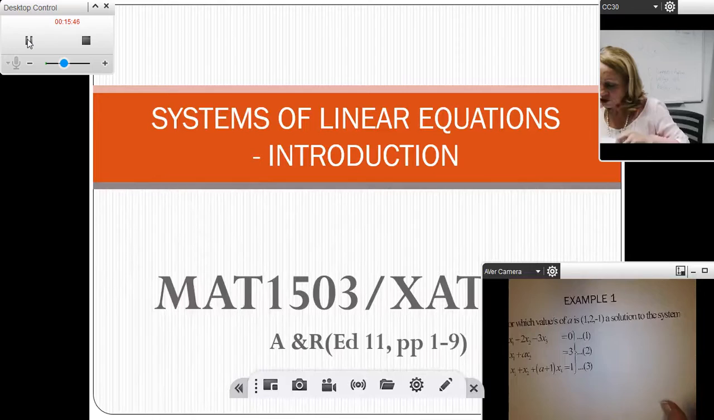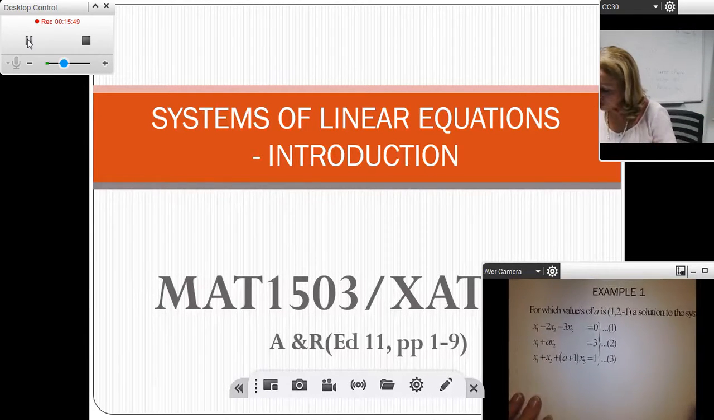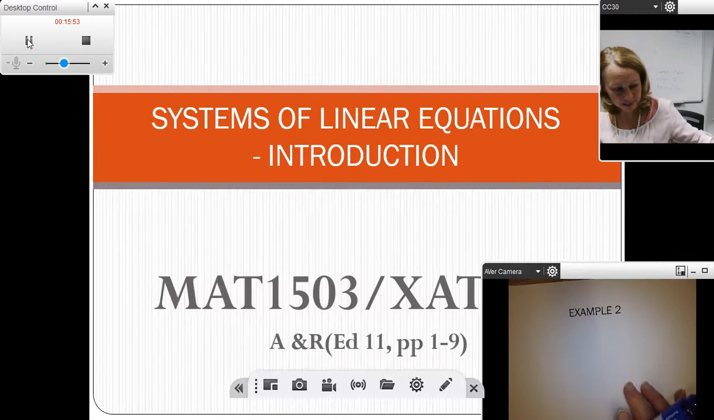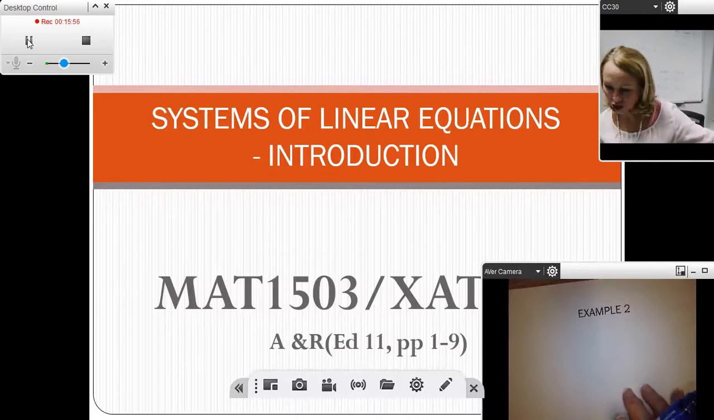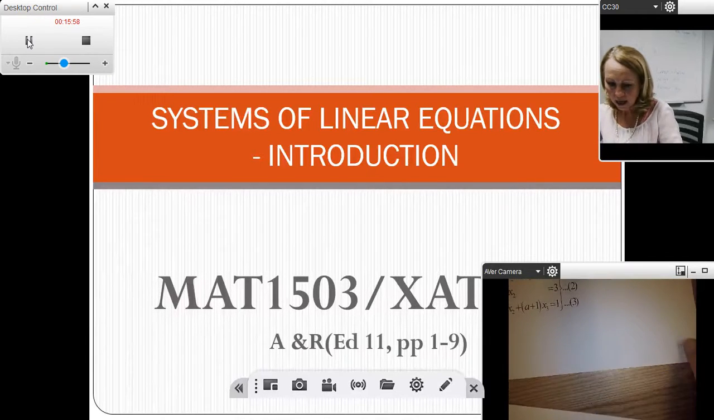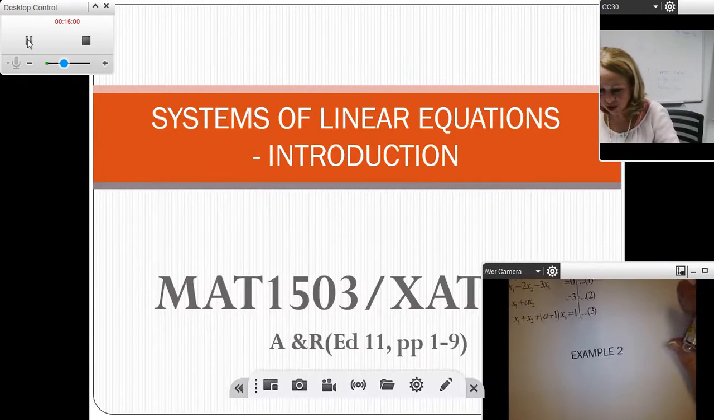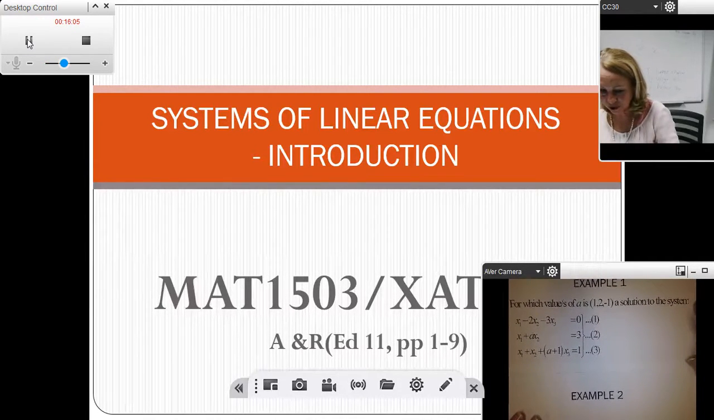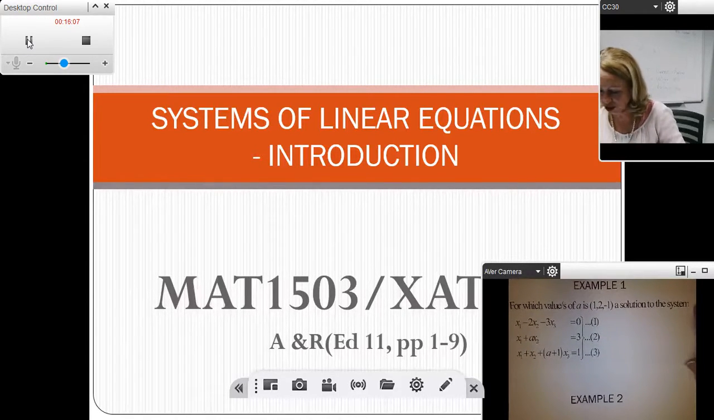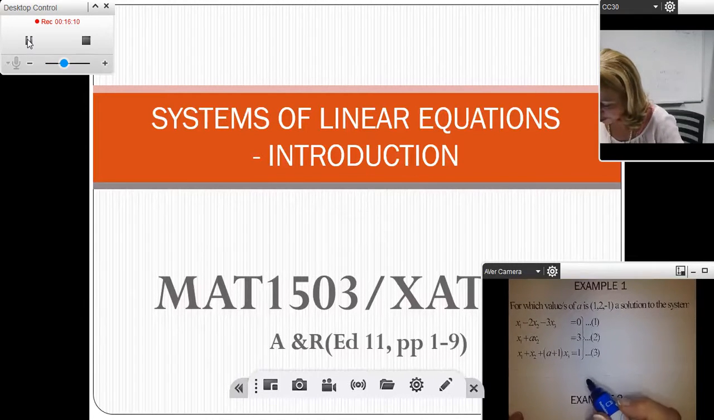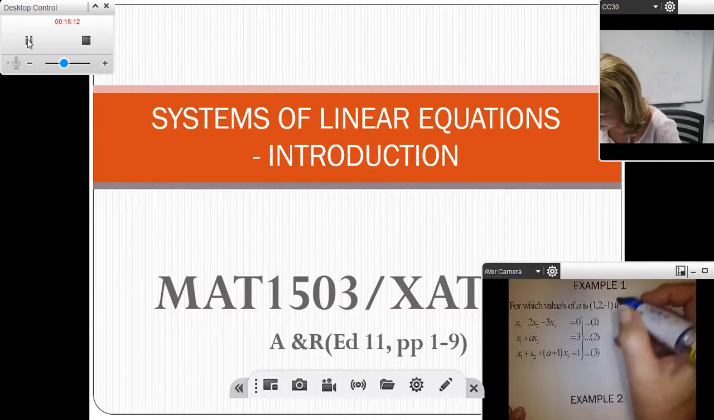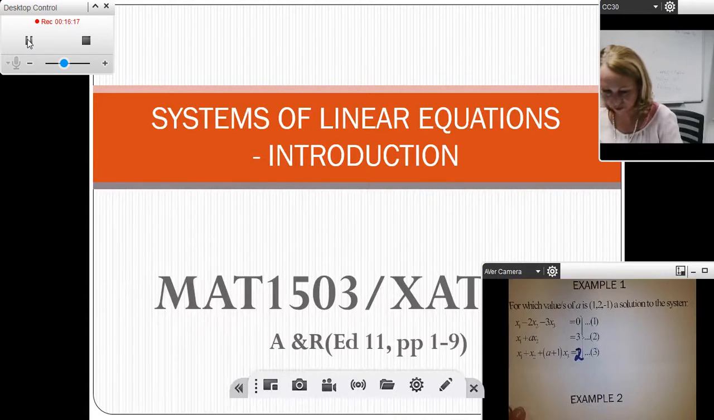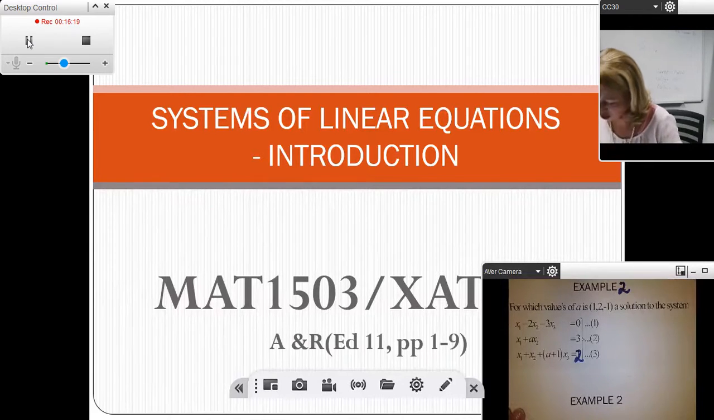Then I'd like you to also look at example 2, where I've taken the same set, but now I'm going to change it a little bit, and I'm going to change one of these values. All right, so it's still going to say for which values of A is 1, 2, negative 1 a solution to the system, but I'm going to change equation 3 to a 2. So that now becomes my example 2.